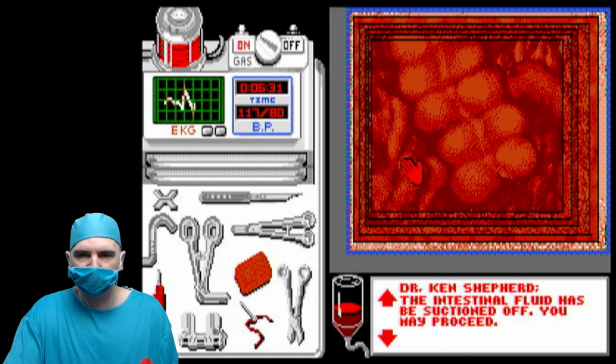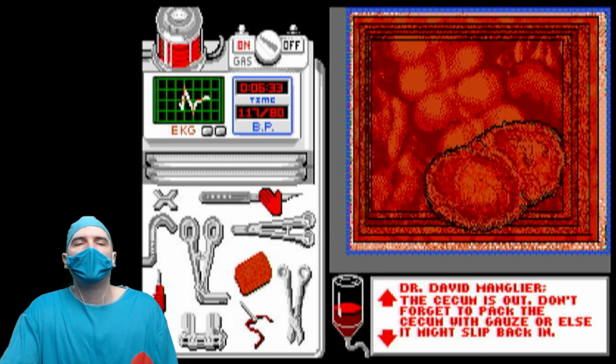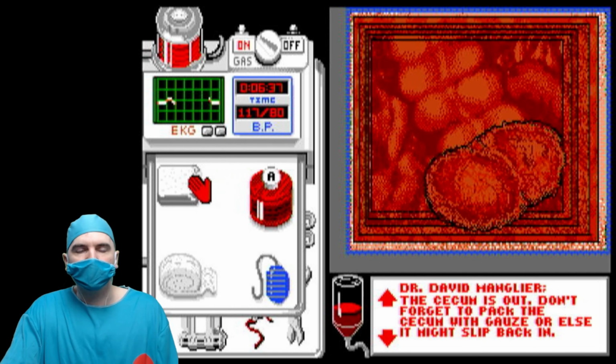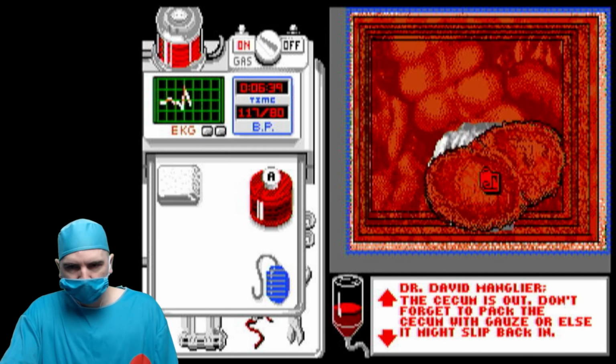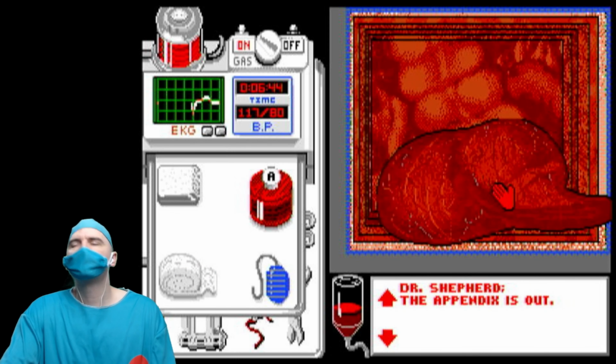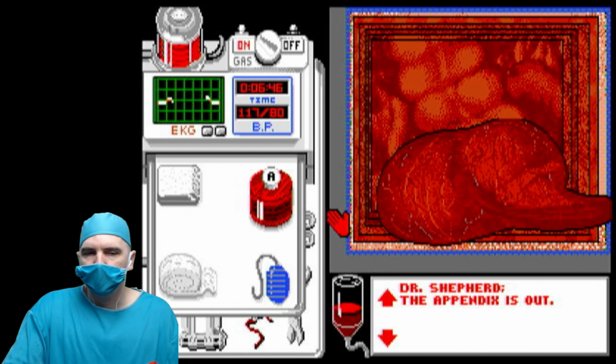Right. Gloves. We must have our gloves on. So we click there. Cecum is out. Don't forget to pack the cecum with gauze, or else it might slip back in. Open the drawer, Jamie. Sorry, Dr. Morgan. So there. Doctor, you elevated more of the intestine. Move. The appendix is out. It is indeed.